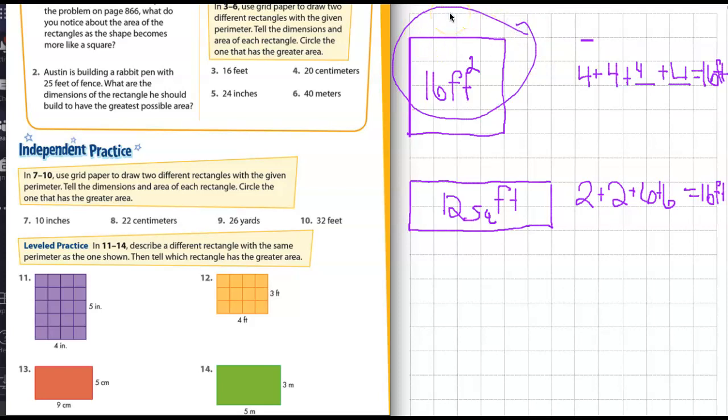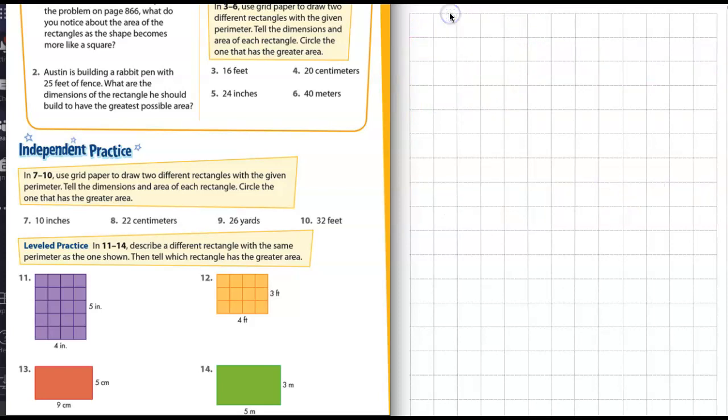And then I'm just going to do one more really quick. If you want to hear one more example, you can stick around. So let's look at describe a different rectangle with the same perimeter as shown below. Tell which rectangle has the greater area.